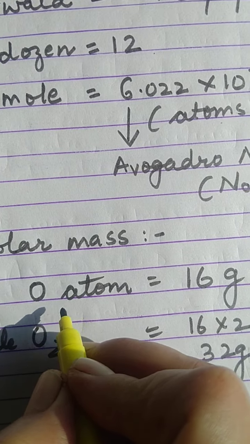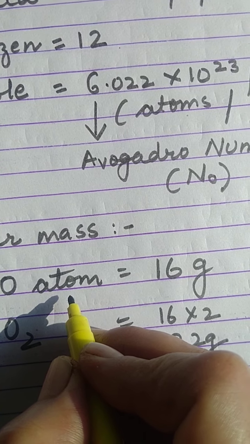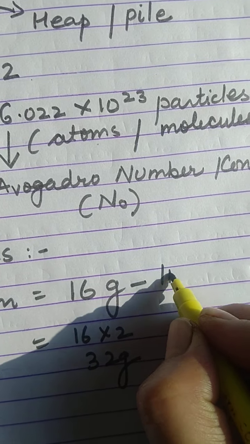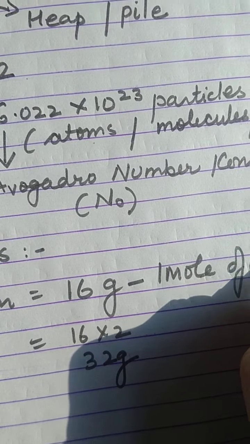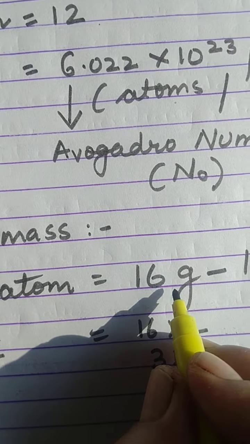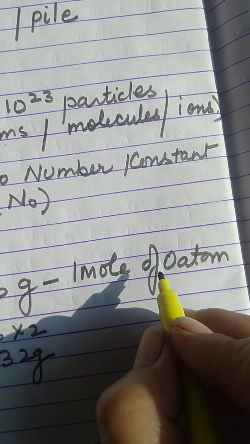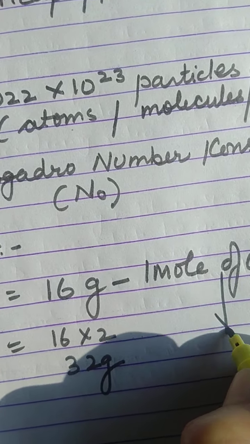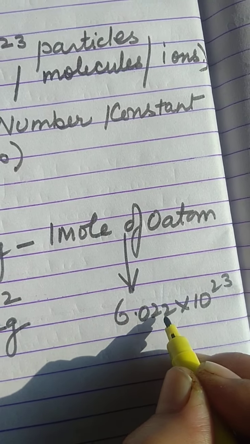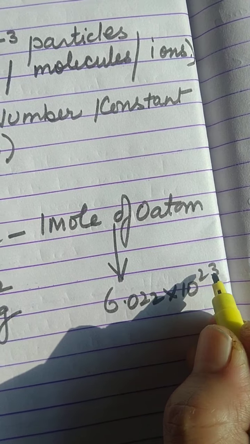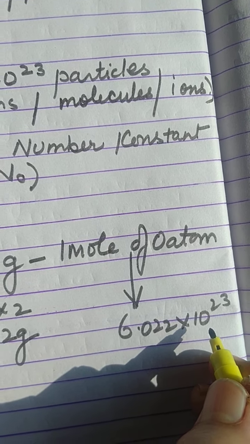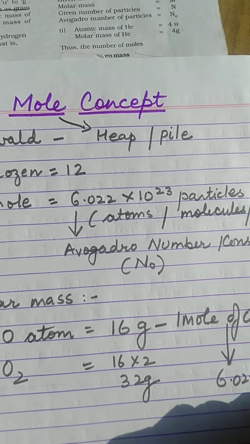And how many particles, how many atoms? 1 mole of oxygen atom has molar mass 16 gram, and 1 mole always contains how many particles? 6.022 into 10 raised to 23 atoms of oxygen. Student, I hope it is clear to you, right? So that was the mole concept.